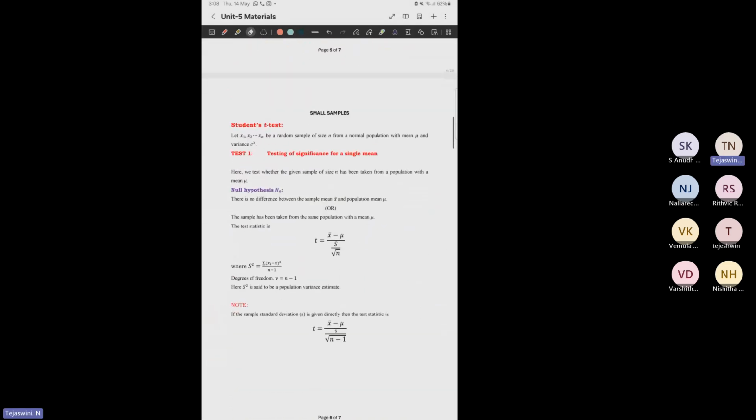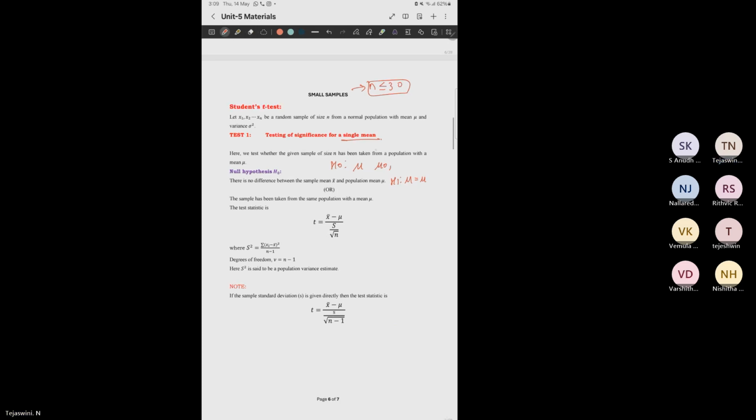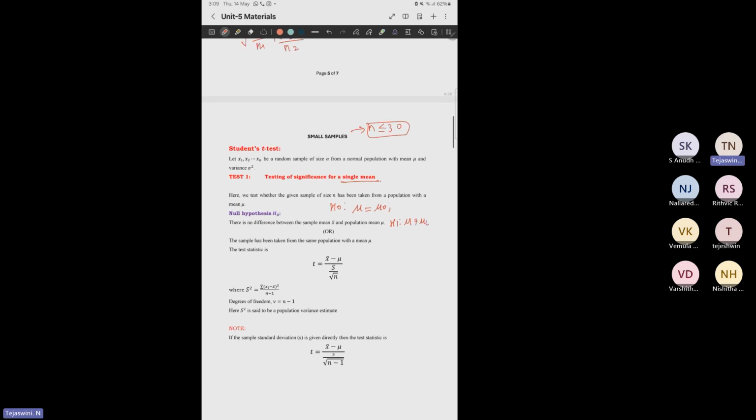Okay, so for small samples, the sample size will be less than or equal to 30. For a single mean, the null hypothesis will be the same as the one we saw in the large sample: mu is equal to mu naught. Sorry, my bad. The alternative hypothesis can be mu is not equal to mu naught, mu is greater than mu naught, or mu is less than mu naught. Like we saw here, the first will be two-tailed. These two will be one-tailed.